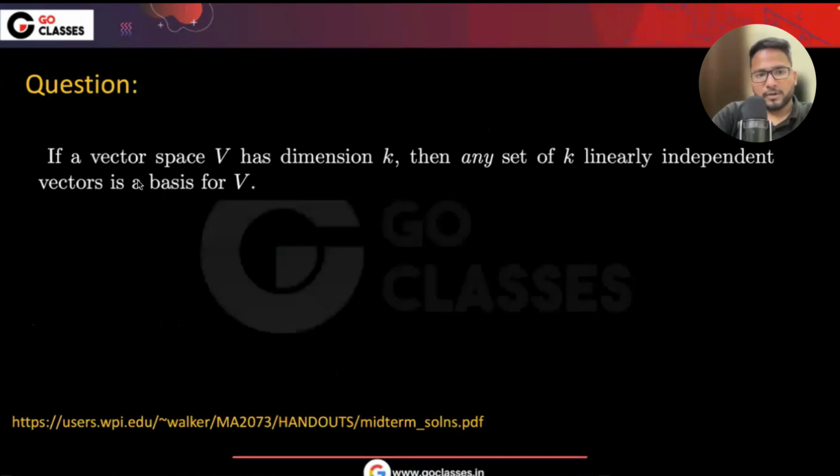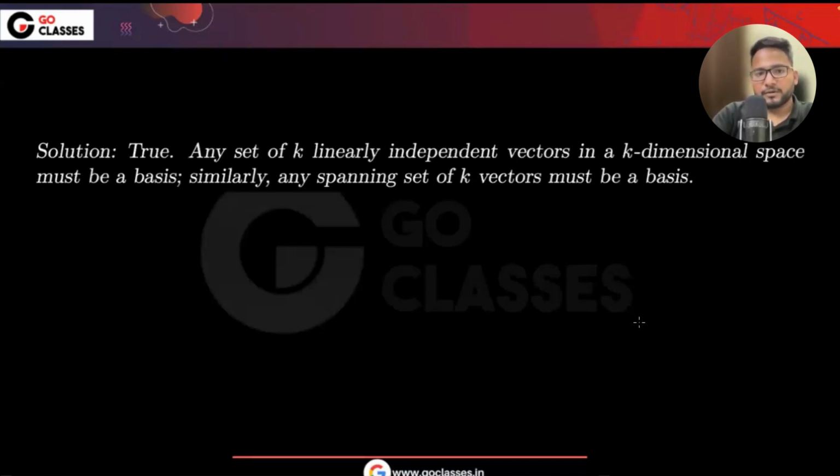Okay, this is a true false question. If a vector space V has dimension k, then any set of k linearly independent vectors is a basis for V. What do you think? Aditya is saying it is true. What do other people think? Yes, this is also true. Everyone is saying this is true. Because if the dimension is k, then there are k basis vectors. Then obviously, if you pick any k linearly independent vectors, those will be the basis vectors. So that's why it is true.